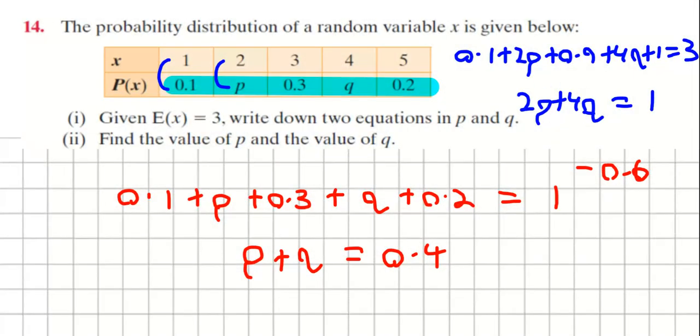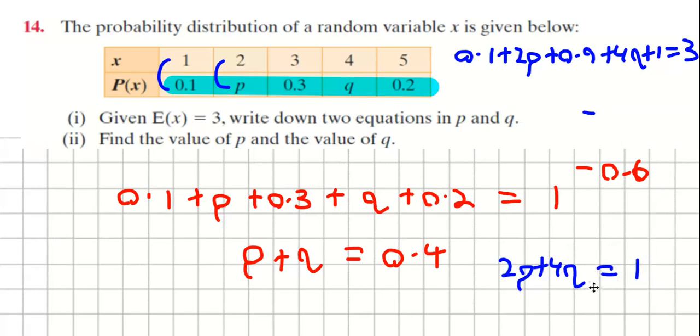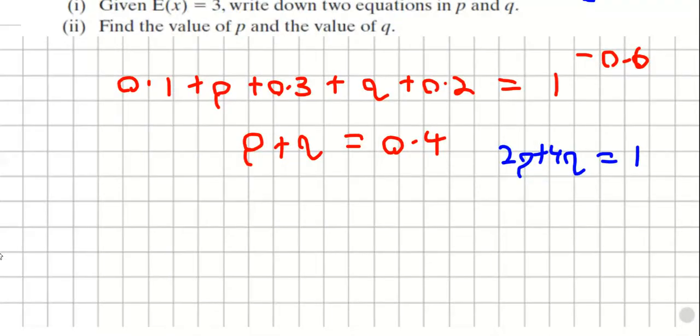Now here's what I'm going to do. See that one there? Okay. I'm going to multiply the red equation by minus 2. Is that all right? Multiply the red equation by minus 2, and we can solve the formula.